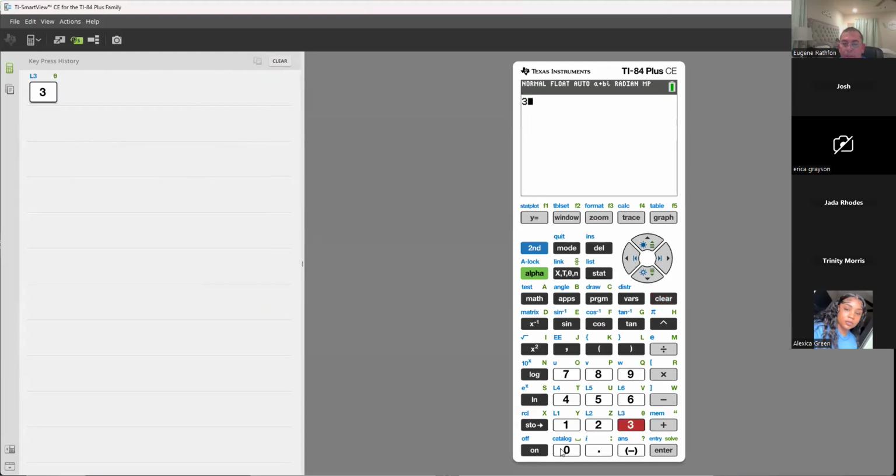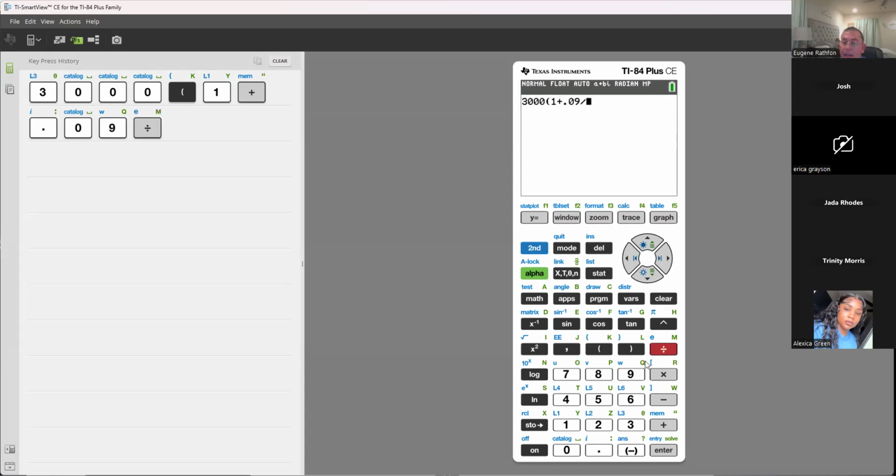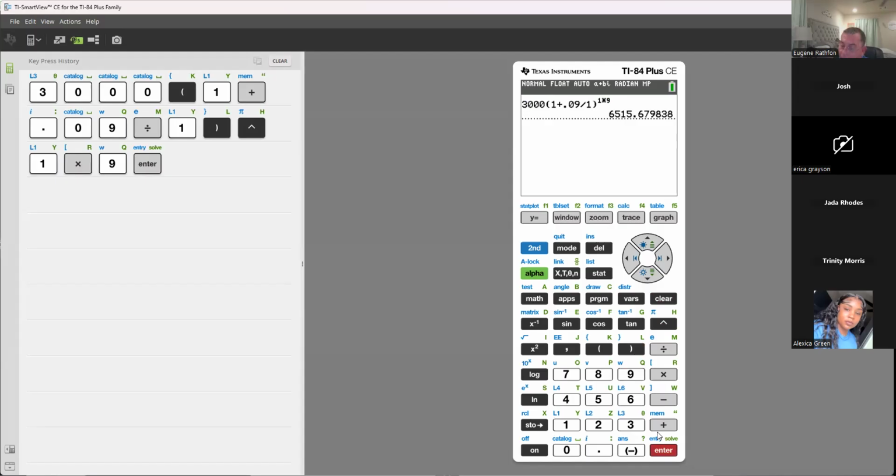All right, y'all, so what we got? 3,000 parentheses 1 plus 0.09 divided by 1, close parentheses, and then our exponent, use the arrow up, was 1 times 9. All right, y'all, let's hit enter and we'll see what we'll have after 9 years. And y'all look at that, $6,515. Point. Oh, y'all look at that. The 7 has a 9 after it, so I'm going to round that 7 up and make that a 0.68.